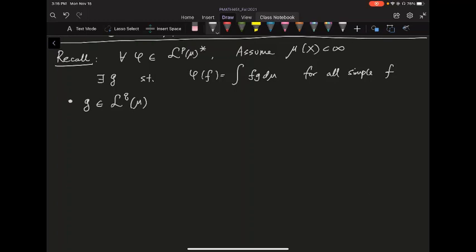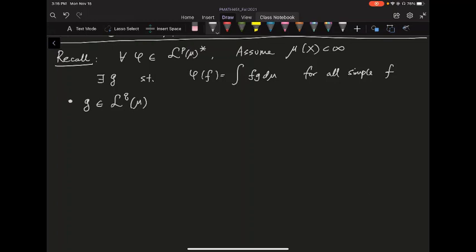Basically, we constructed a function g where we showed that phi of f, when you evaluate it on a simple function, is in the form of an integral of f times g d mu. Essentially we want to show this phi is in the form of big phi of g, where g is in LQ.